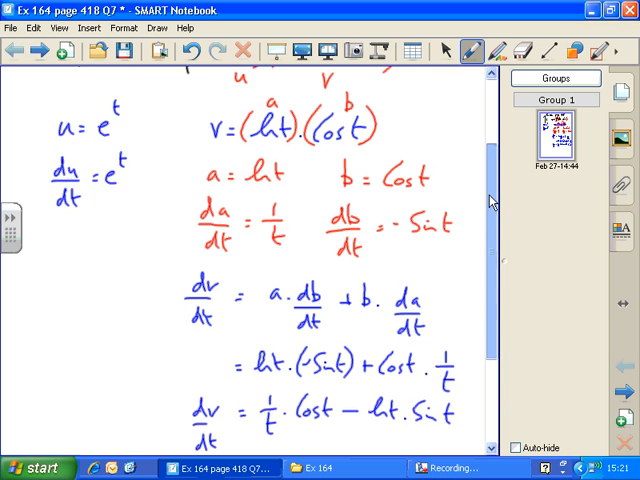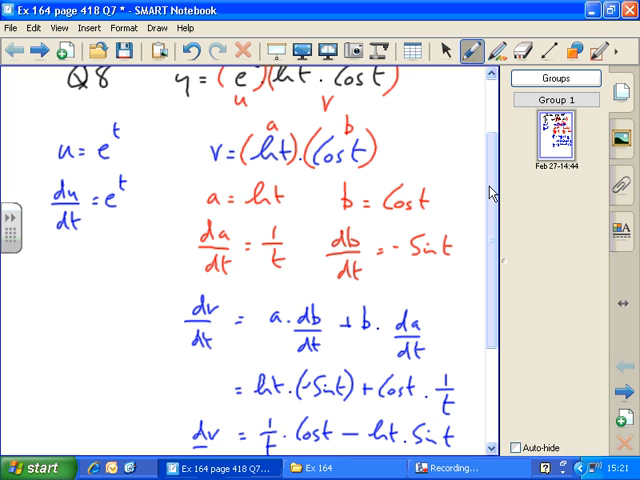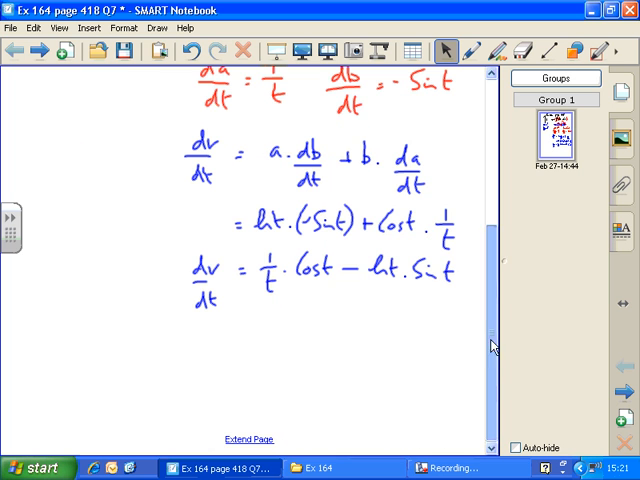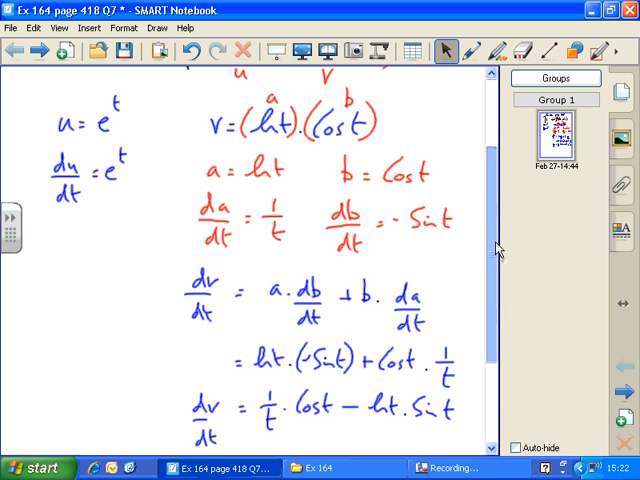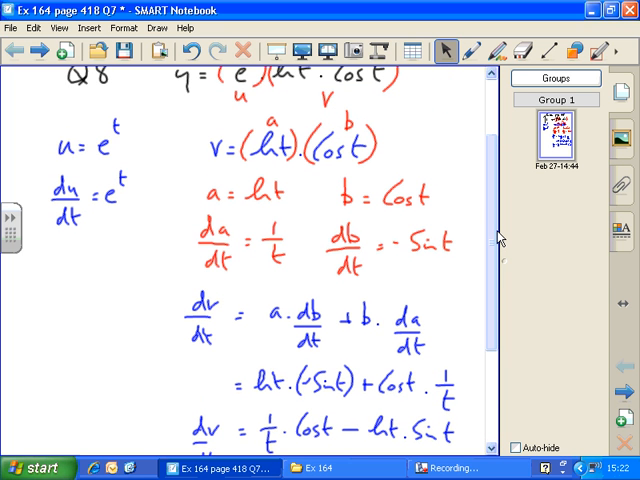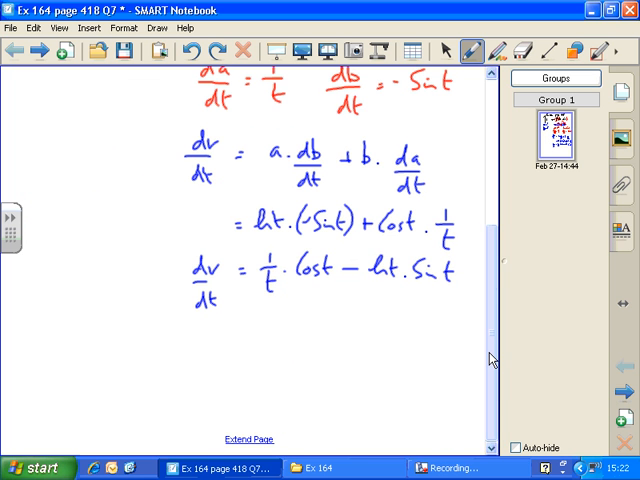So now I've got v, which is log t cos t, and dv by dt, which is 1 over t cos t minus log t sine t. And I've also got u over here, which is e to the t, and du by dt, which also is e to the t. So let's plug all that back into the product rule again.